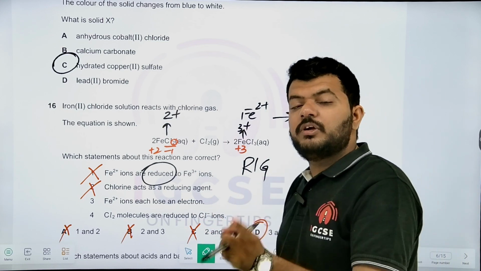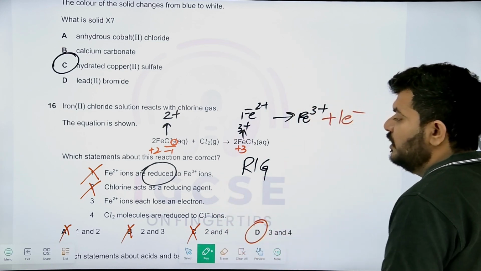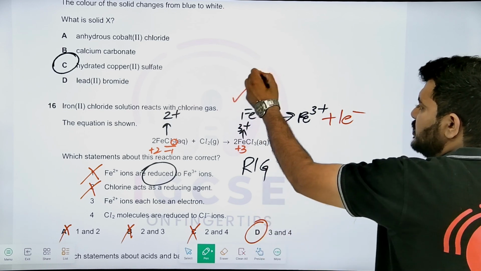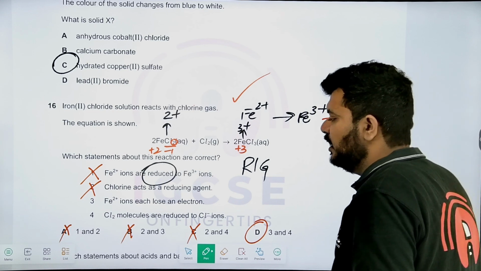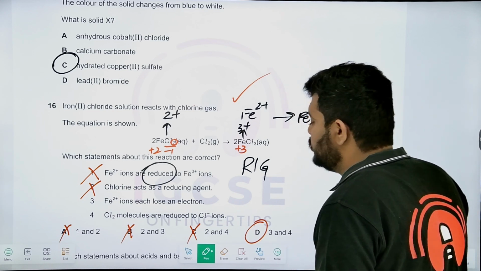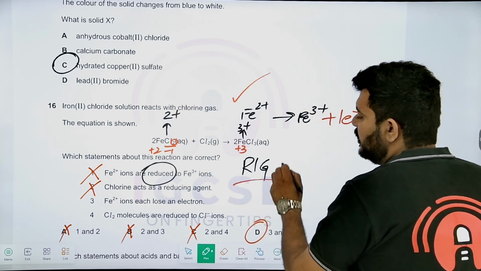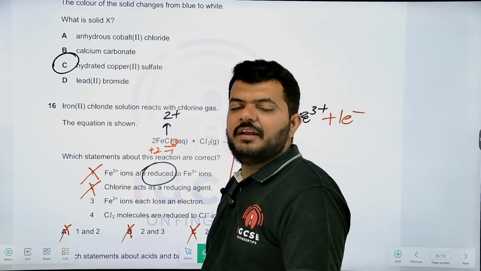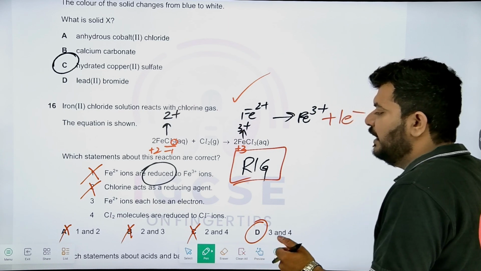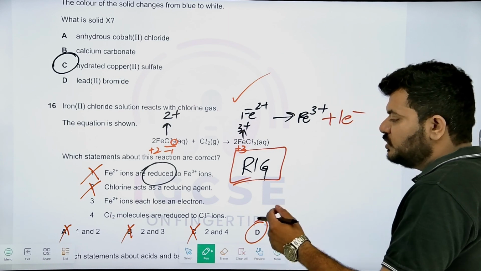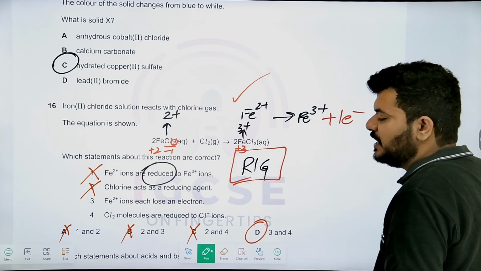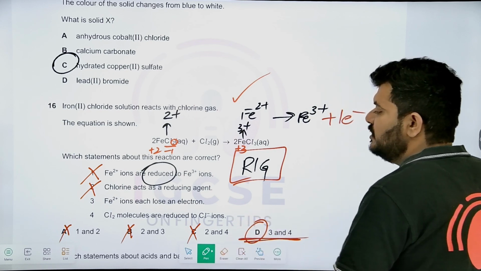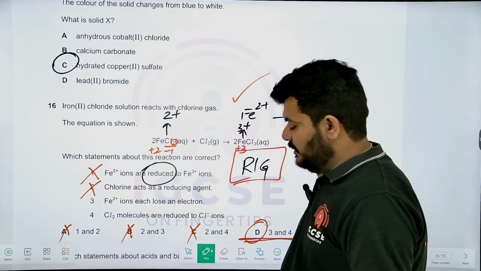Let's now look at the third and fourth statements. Fe2+ ions each lose an electron. Yes, this is what the equation tells us. Cl2 molecules are reduced to Cl- ions. Reduction is gain of electrons. Molecules are gaining electrons, 1 electron per atom. So they are getting reduced rather than being reducing agents. So in fact, D is your correct answer.